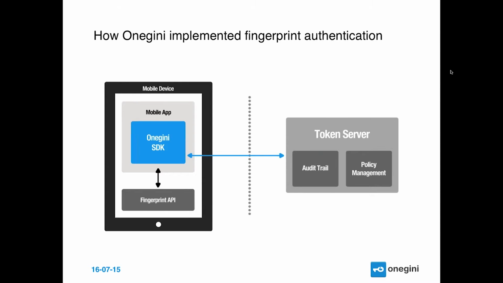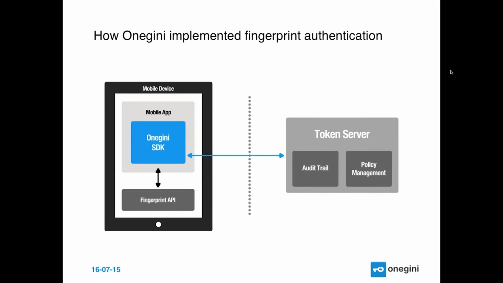So how did we do it at Onegini? As Denis already explained, we have our own SDK, and that SDK is implemented by the app developers into a mobile application. So the SDK is basically one of the building blocks of an application. That SDK interacts with the Fingerprint API, and the Fingerprint API connects with the mobile SDK of Onegini. And the Onegini SDK then talks with the server in order to make sure that this transaction is authentic and is correct.